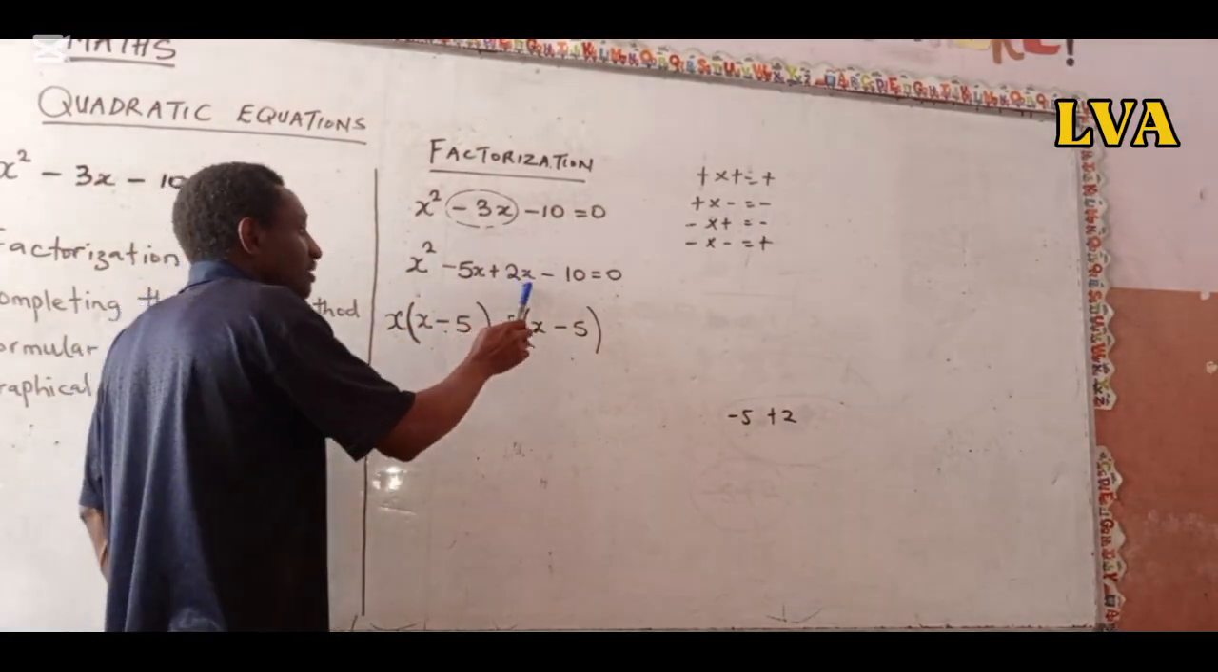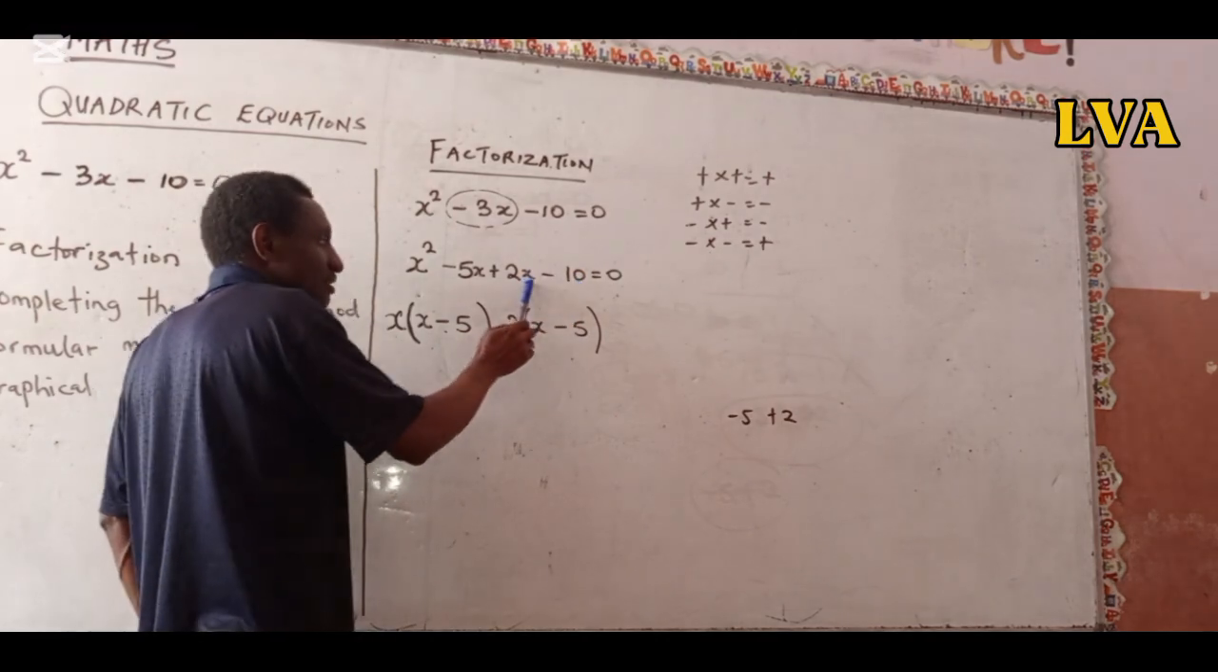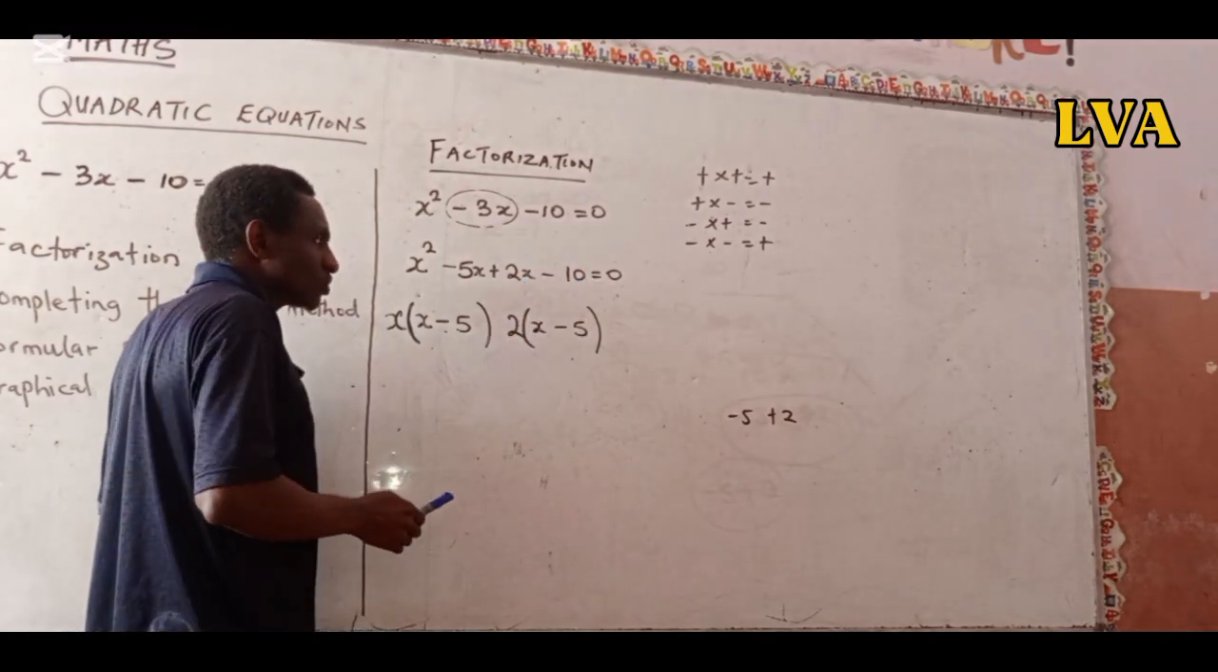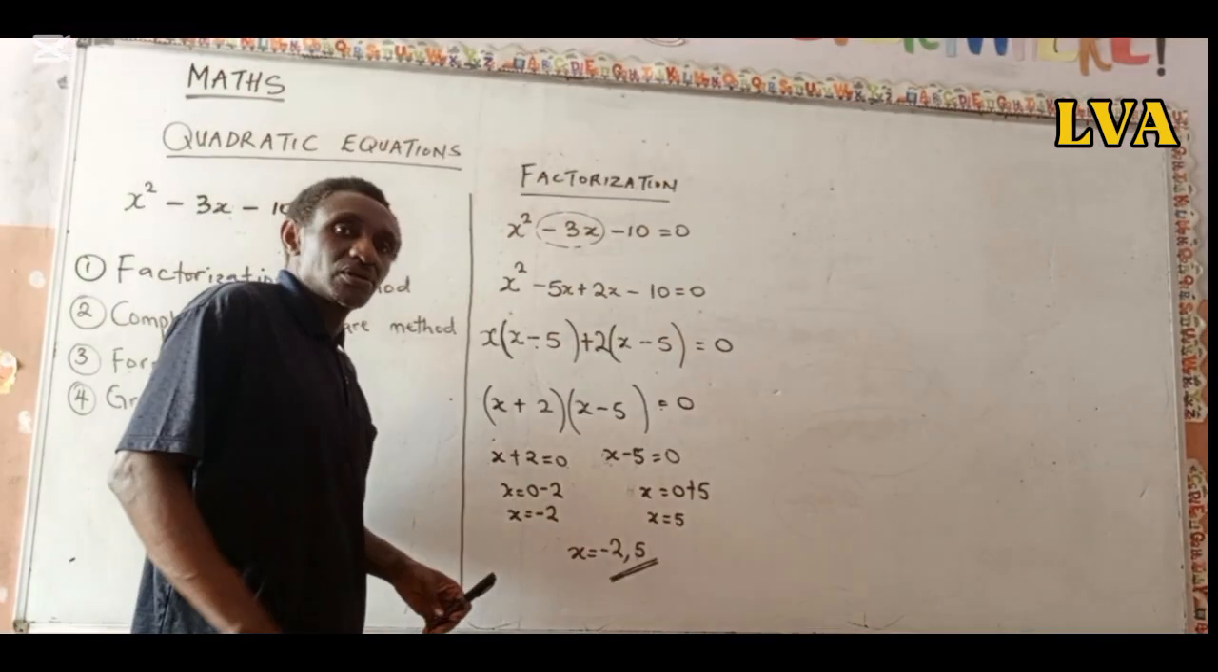In this term and this term, what is common? You can see there's x here, but there's no x here. So the x here, no x here, so that tells you.